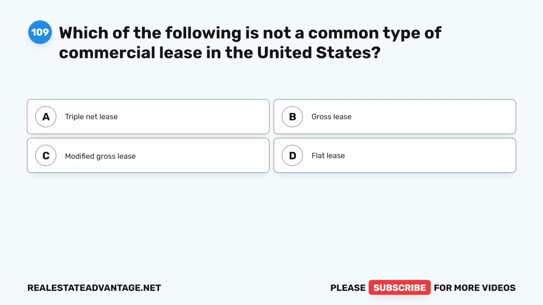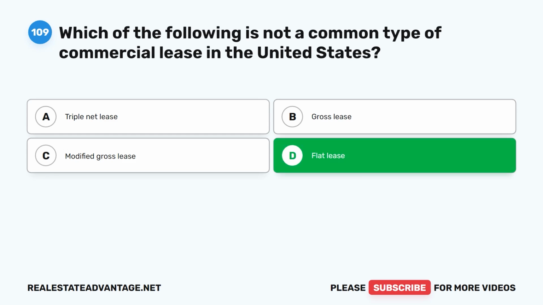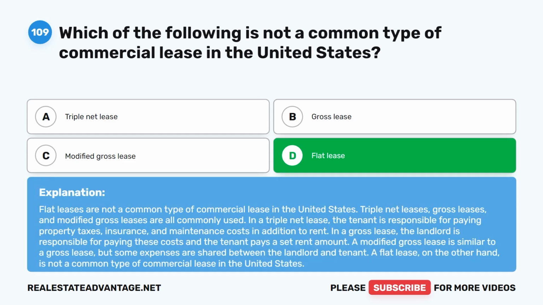Question 109. Which of the following is not a common type of commercial lease in the United States? A. Triple net lease, B. Gross lease, C. Modified gross lease, D. Flat lease. The correct answer is D, flat lease. Flat leases are not a common type of commercial lease in the United States. Triple net leases, gross leases, and modified gross leases are all commonly used.